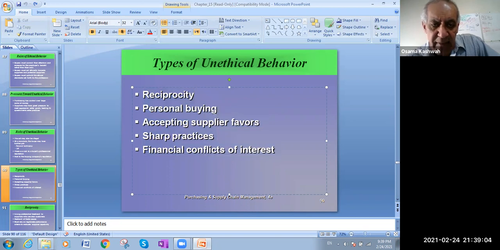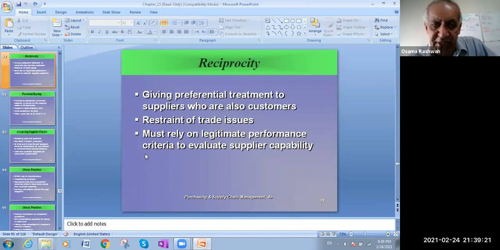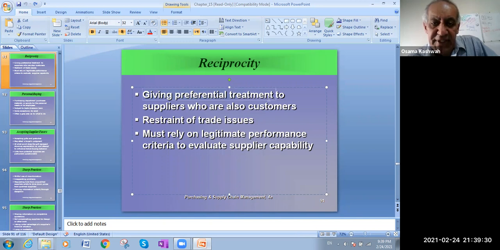Reciprocity and personal buying, accepting suppliers' favors, sharp practices, financial conflicts of interest. Those are all points that make a breach in ethical behavior, a kind of cheating. Reciprocity is giving preferential treatment to suppliers who are also customers. Restraint of trade issues: you must rely on legitimate performance criteria to evaluate suppliers' capabilities.